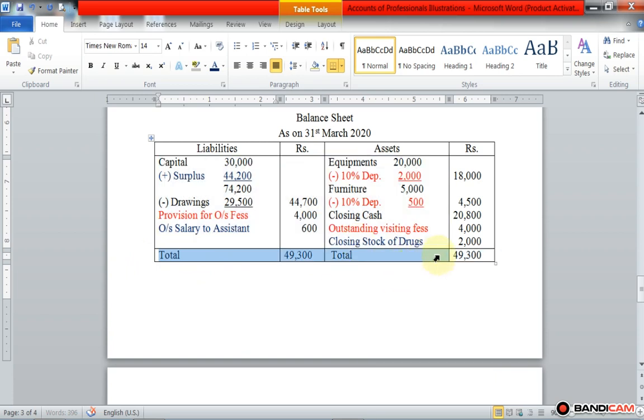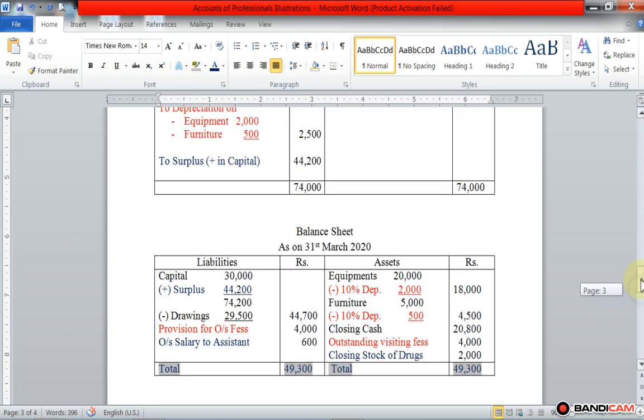Got it? Here we solved a practical problem on accounts of professionals. Here our solution is right. It means assets are equal to liabilities. Got it?